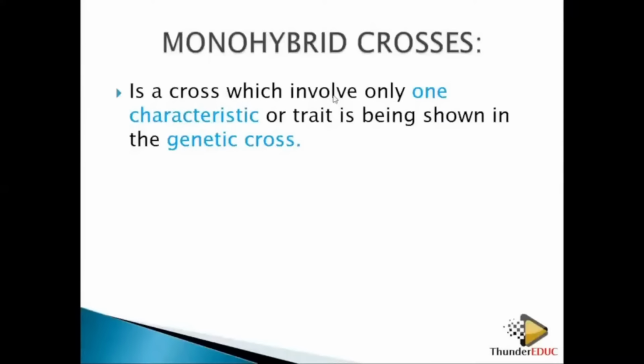A monohybrid cross is a cross which involves only one characteristic or trait. Trait is the same as the character, and it's being shown in the genetic cross. This guy Mendel put forward the law of segregation.